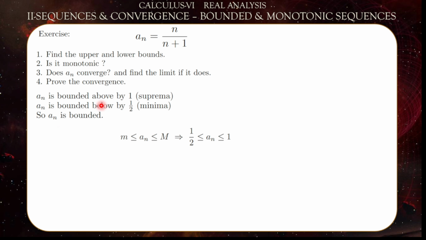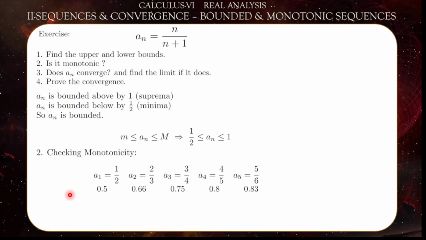a_n is bounded above by 1, which is the supremum. a_n is bounded below as well by 1 divided by 2, which is the minimum or infimum. I don't remember exactly what they call it. So a_n is bounded in general in a way that a_n is greater than or equal to lowercase m, less than or equal to capital M, or a_n is greater than or equal to 1 divided by 2, less than or equal to plus 1.